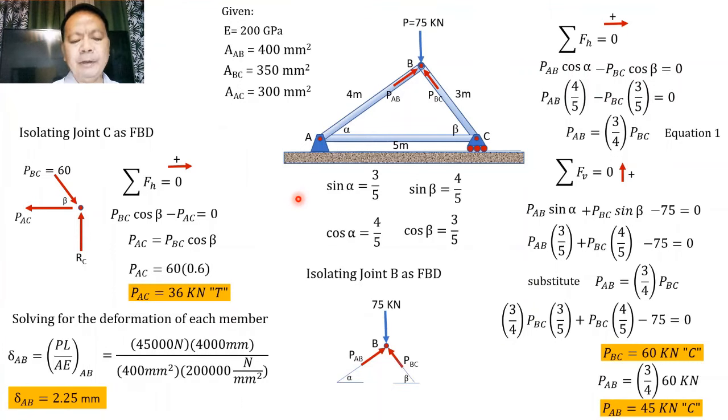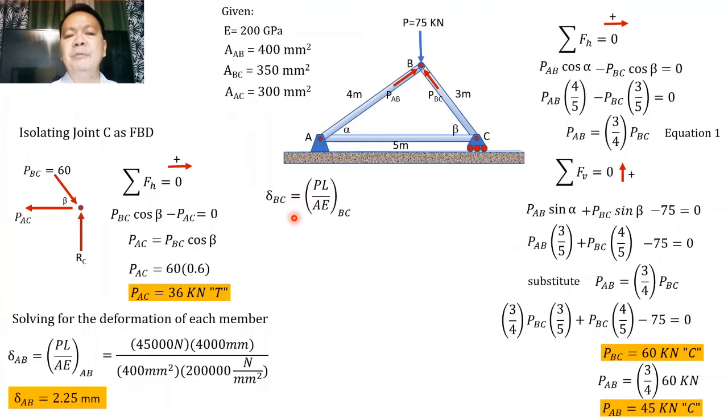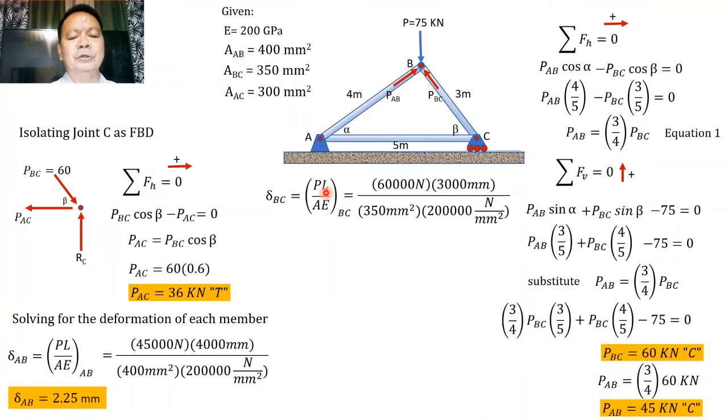Now for the member BC, the deformation of BC is equal to PL over AE of that member. Substituting the value, the force of BC is given to be 60 kilonewton, which is equivalent to 60,000 newton. The length of BC is 3 meters, which is equivalent to 3,000 millimeters. We are given the area of 350 square millimeters, while the modulus of elasticity of 200 GPa is equivalent to 200,000 newton per square millimeter. Therefore, this deformation will be equal to 2.571 millimeters.